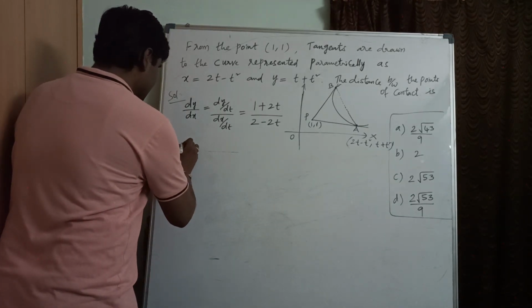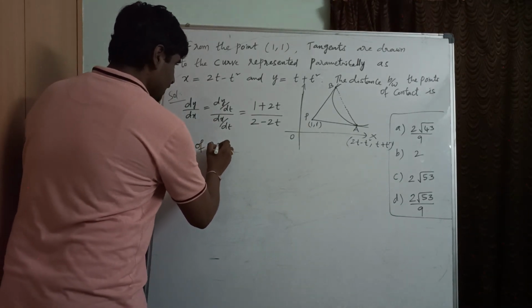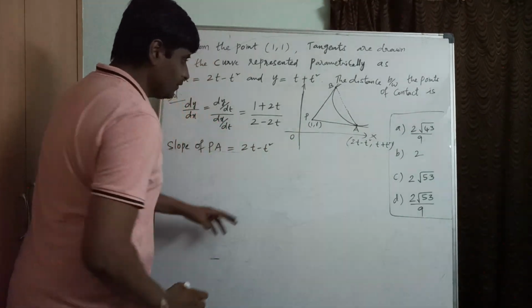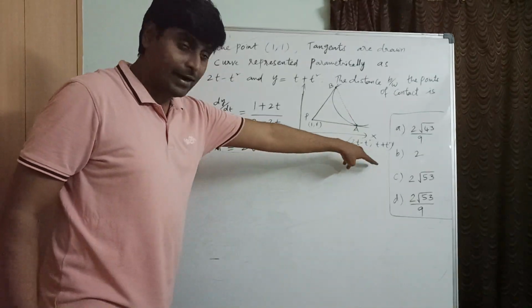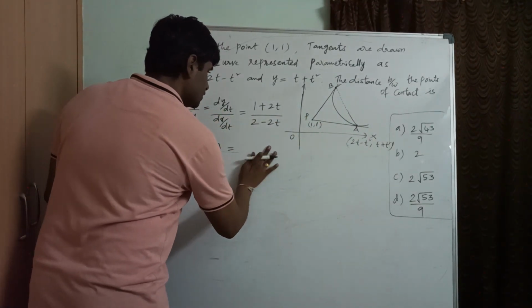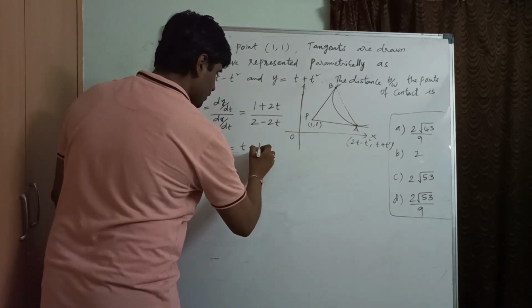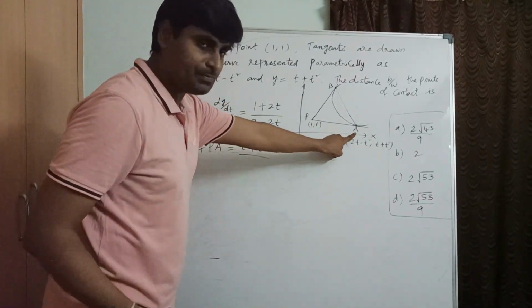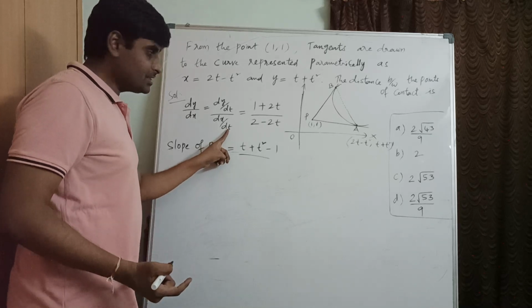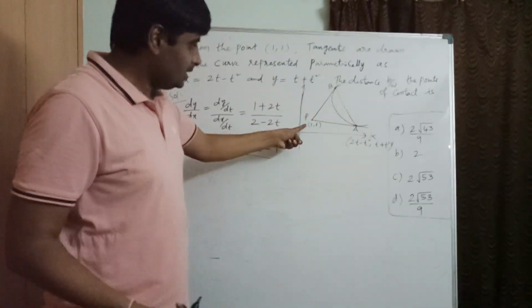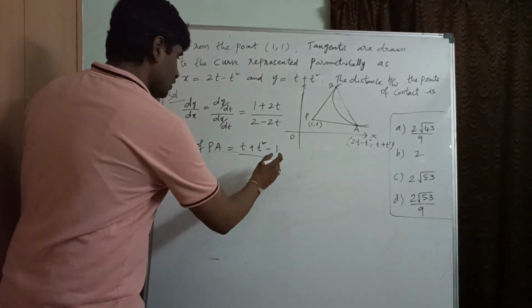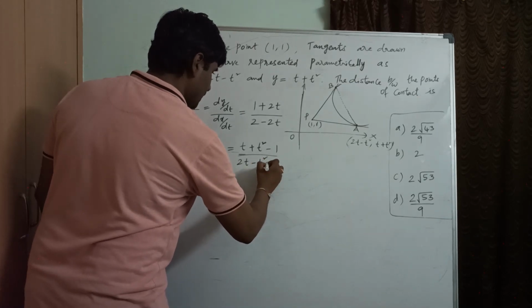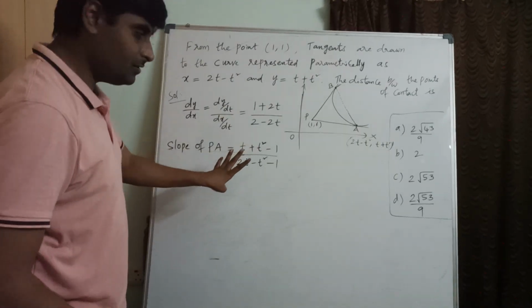Correct? So let me find the slope of PA. Right? So how can you? Now y2 minus y1 by x2 minus x1. Okay? So now t plus t square minus 1, y2 minus y1 by x2 minus x1. The slope of this PA equals the slope of this. Obviously, what is this? Slope of tangent. Here, slope of tangent, both mean the same. Correct? So t plus t square minus 1 over 2t minus t square minus 1. Clear? So both can be equated now. Let me equate.